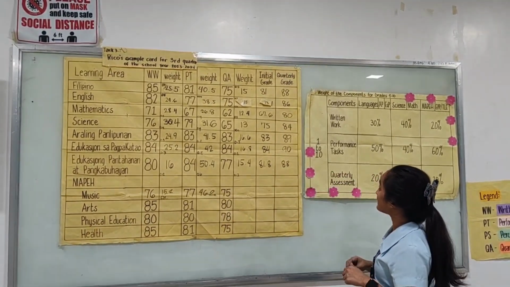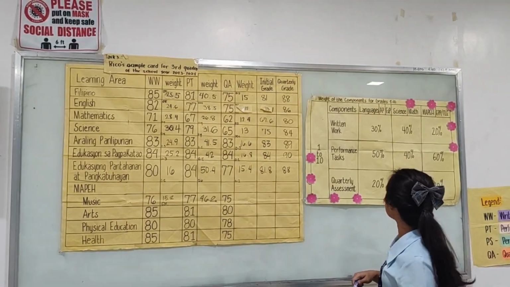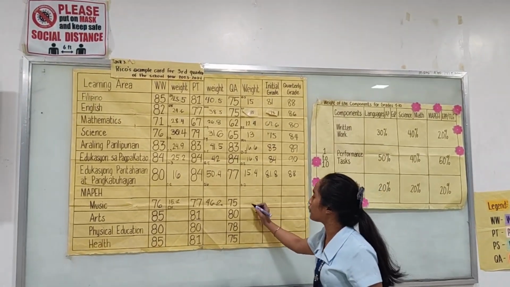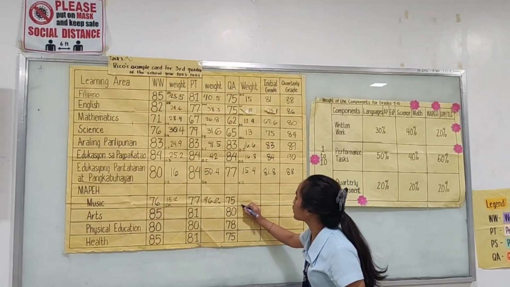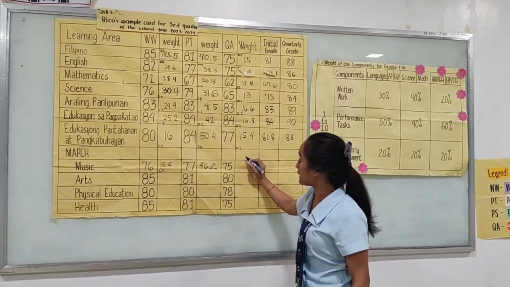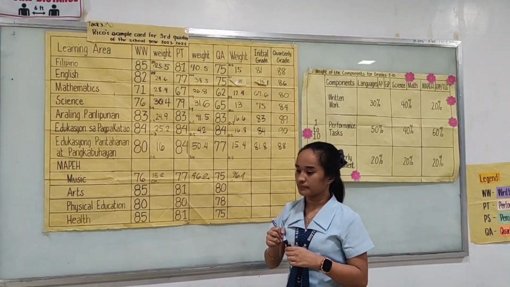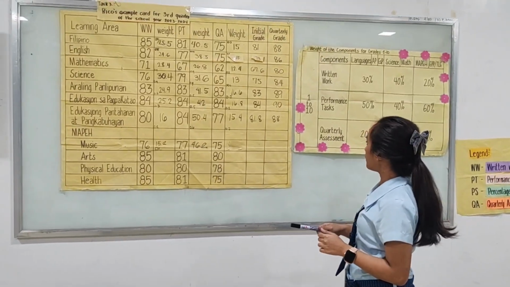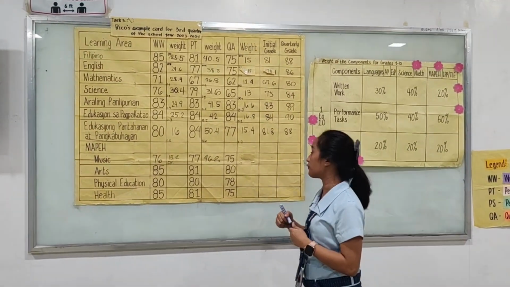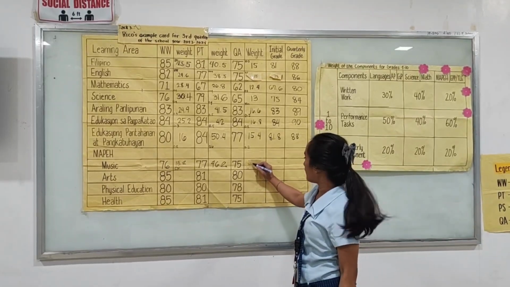So in the quarterly assessment, the weight component is 20%. So the decimal number of 20% is 0.2. So 75 times 0.2 is 15.